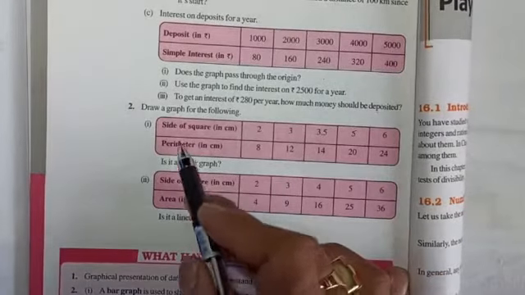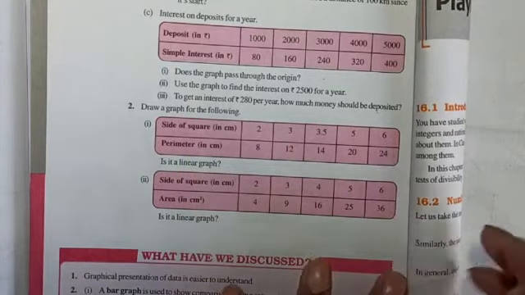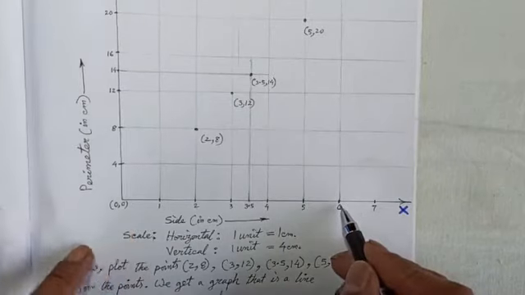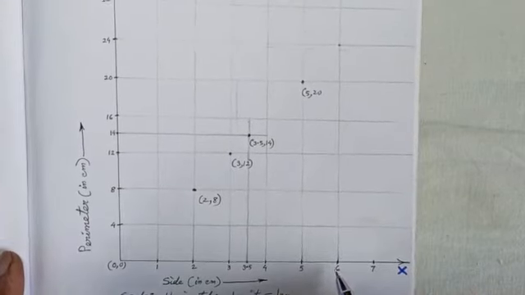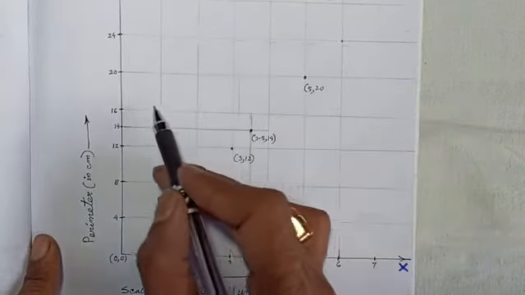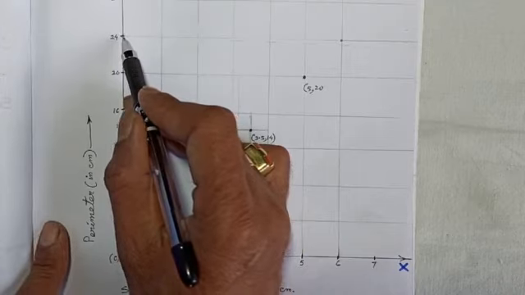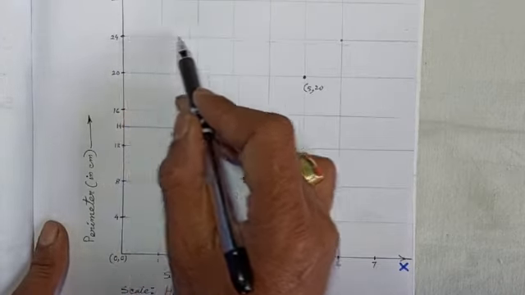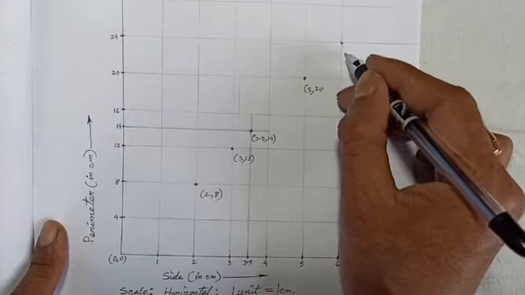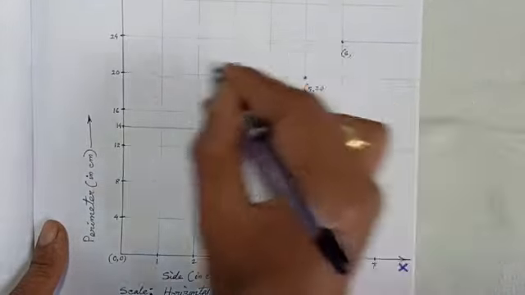Next is side of the square is 6 and perimeter is 24. So here is 6. Through this point we are drawing a perpendicular line, and here is 24. Through this point we are drawing another perpendicular line, and these two perpendicular lines intersect here. So this point is the coordinate of 6 and 24.